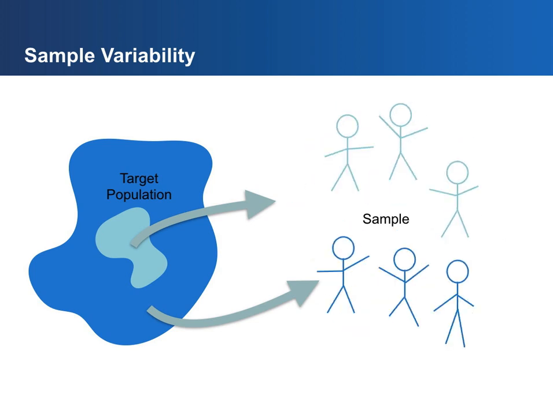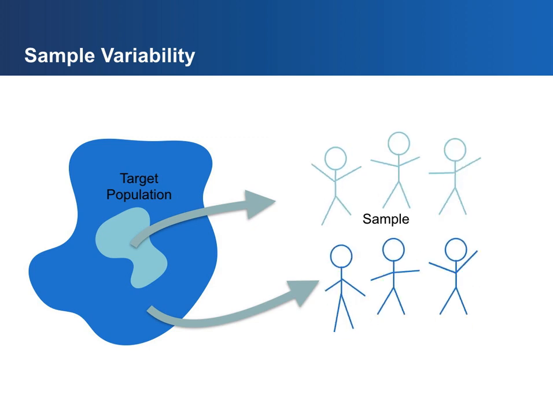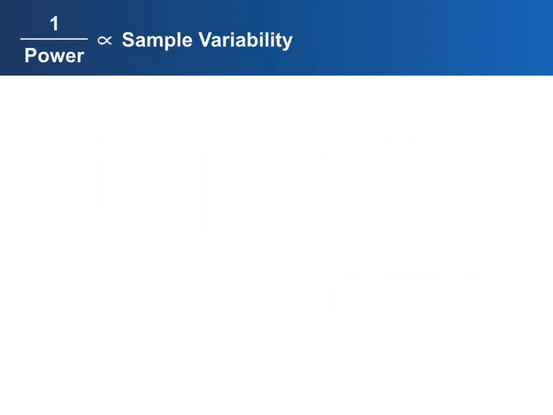And then again, every time we do this over and over again, we're going to get a slightly different sample. And we want it to have a large enough sample size that the differences between samples are small. Now, the relationship between statistical power and sample variability is inverse. So larger sample variability will result in less statistical power. If we want more statistical power, then we need to try and influence that sample variability so that it's smaller.